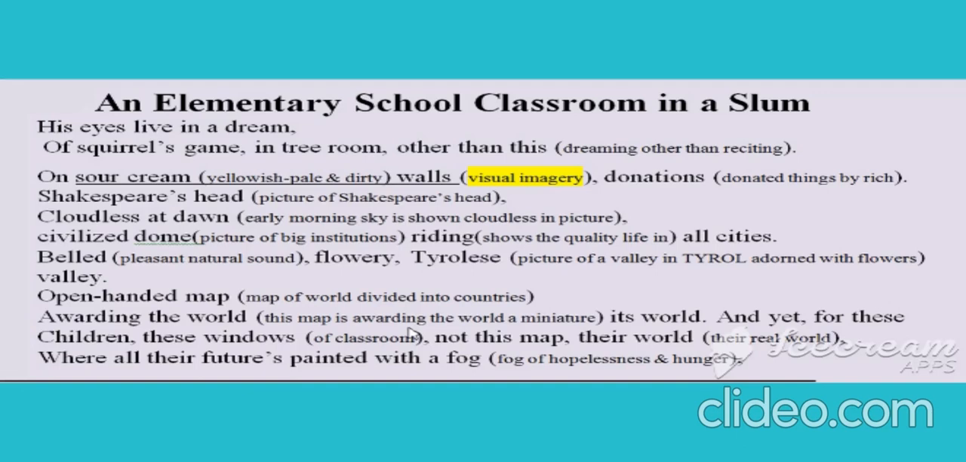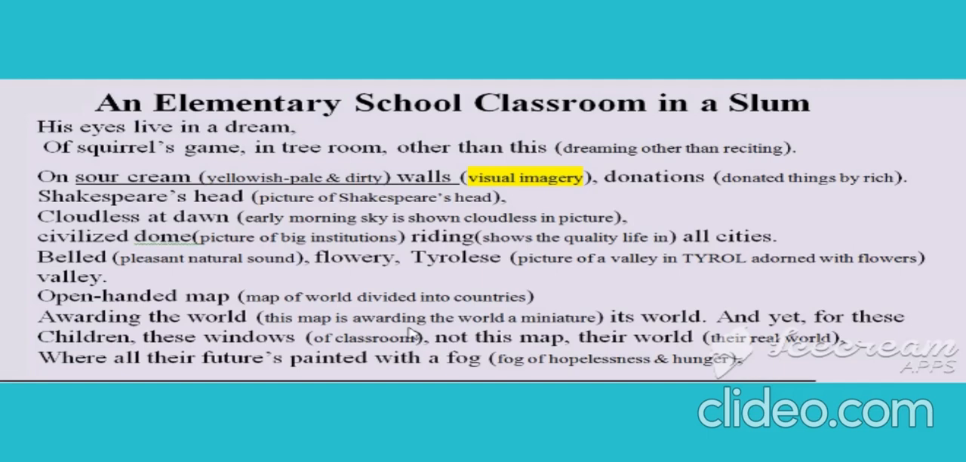And there they found that in those slum areas, in the lanes of those areas, their future is completely dark. It is foggy. They are not able to see beyond that. So their future is painted with the fog of hopelessness and hunger. And what I left in the beginning, it's all about Shakespeare's head, which is actually very remarkable here, because in English literature, Shakespeare is considered the father of English literature. So it's a contrasting picture. There the children are not able to get education properly, and there is a picture of the epitome of English literature.